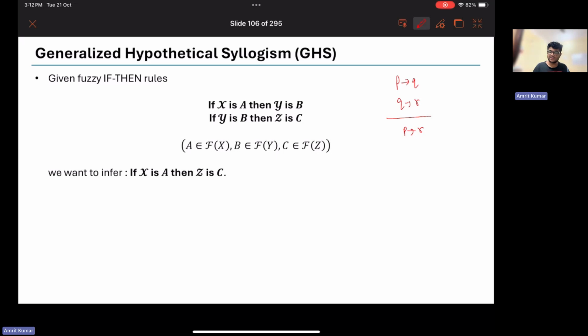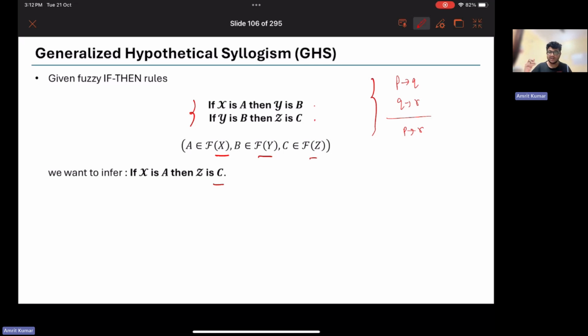Anyway, so translation of this scheme in fuzzy setting would be you have two fuzzy if-then rules. If X is A, then Y is B, and if Y is B, then Z is C, where variables X, Y, and Z take values in universes capital X, capital Y, and capital Z respectively. And these fuzzy sets A, B, and C are fuzzy sets over X, Y, and Z respectively. Now, given these two fuzzy if-then rules, you want to infer if X is A, then Z is C. Now the question is when do we do that, right?